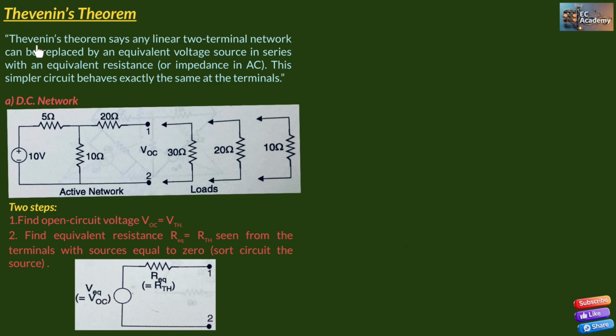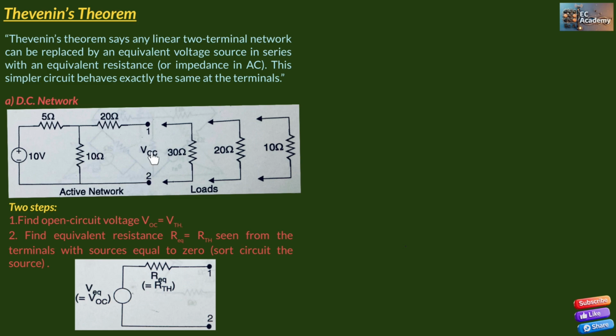Thevenin's theorem states that any linear two-terminal network can be replaced by an equivalent voltage source in series with an equivalent resistance or impedance in AC. This simpler circuit behaves exactly the same at the terminals, which means if we consider this circuit as an example, if we want to connect different loads across the terminal 1 and 2, we need to redo the entire calculation for the circuit. That will be time consuming.